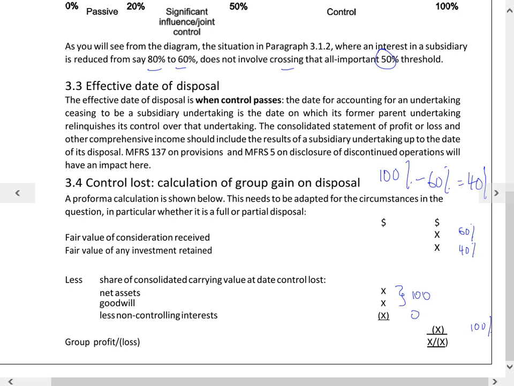Clear? So now, do you notice there's a goodwill here? Yes, meaning for disposal, just like acquisition, we will calculate goodwill. For disposal, we also calculate goodwill. Because if you don't calculate goodwill, then you don't know how much is the cost of this. Calculate goodwill, then we put in this format of disposal. Come.